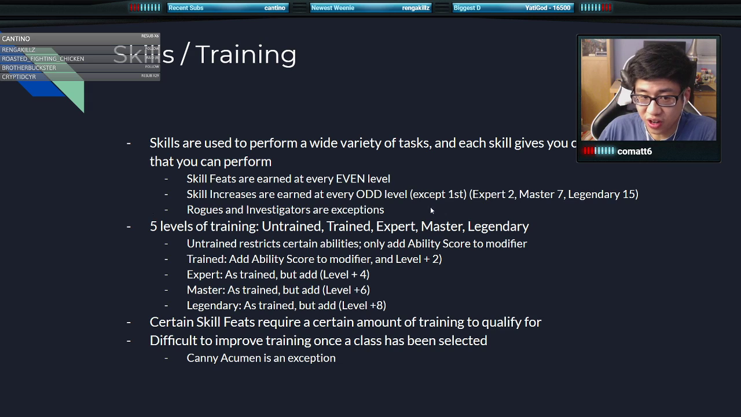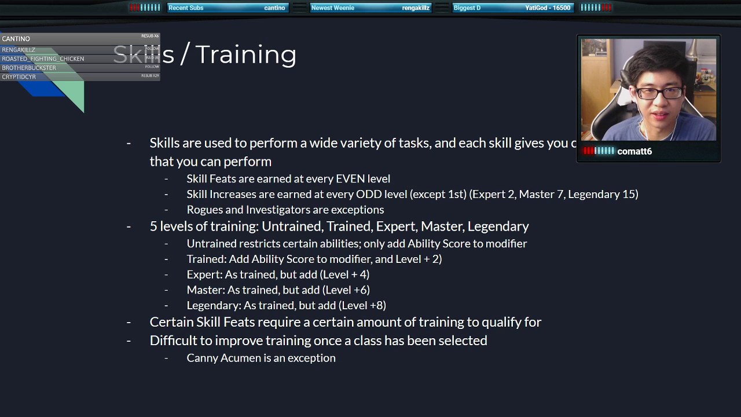So, speaking of training, there are 5 levels of training. The first level for skills is always going to be untrained. If you're untrained in a skill and are trying to use it, you do not add anything except your ability score modifier. So if you were untrained and were trying to intimidate an enemy, you would just roll a flat d20 and then add your charisma modifier.